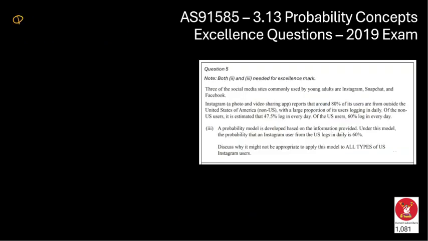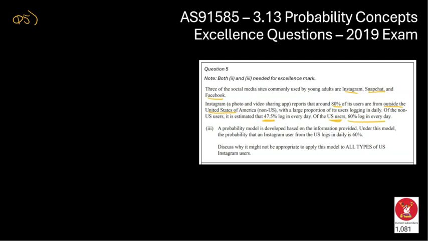Okay, we are now on to question number 5. Just noting in the merit section, there was an II, and you needed to get that part and this triple I part to get your excellence mark. So we've got 3 social medias: Instagram, Snapchat, and Facebook. Instagram reports that 80% of the users are from outside the US, which means the other 20% must be inside the US. Of the non-US users, 47.5% of them log in every day, and of the US users, 60% of people log in every day. So that's all the data.